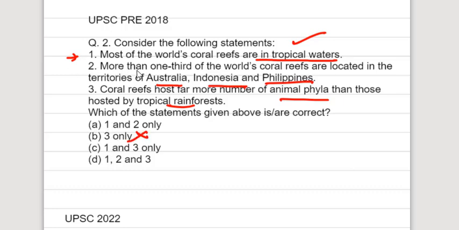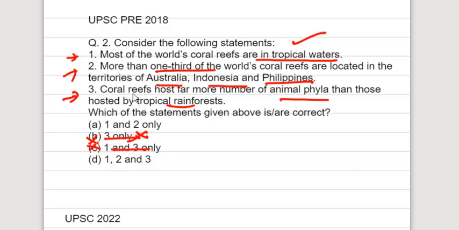Next is, more than 1/3 of the world's coral reefs are located in the territories of Australia, Indonesia and Philippines. You must have heard about the Great Barrier Reef. It means this is also a correct statement. 1/3 of the world's coral is in the Great Barrier Reef. So statement 2 is correct. So here 1 and 3 is given. So this is wrong. Now we have to decide about 3.